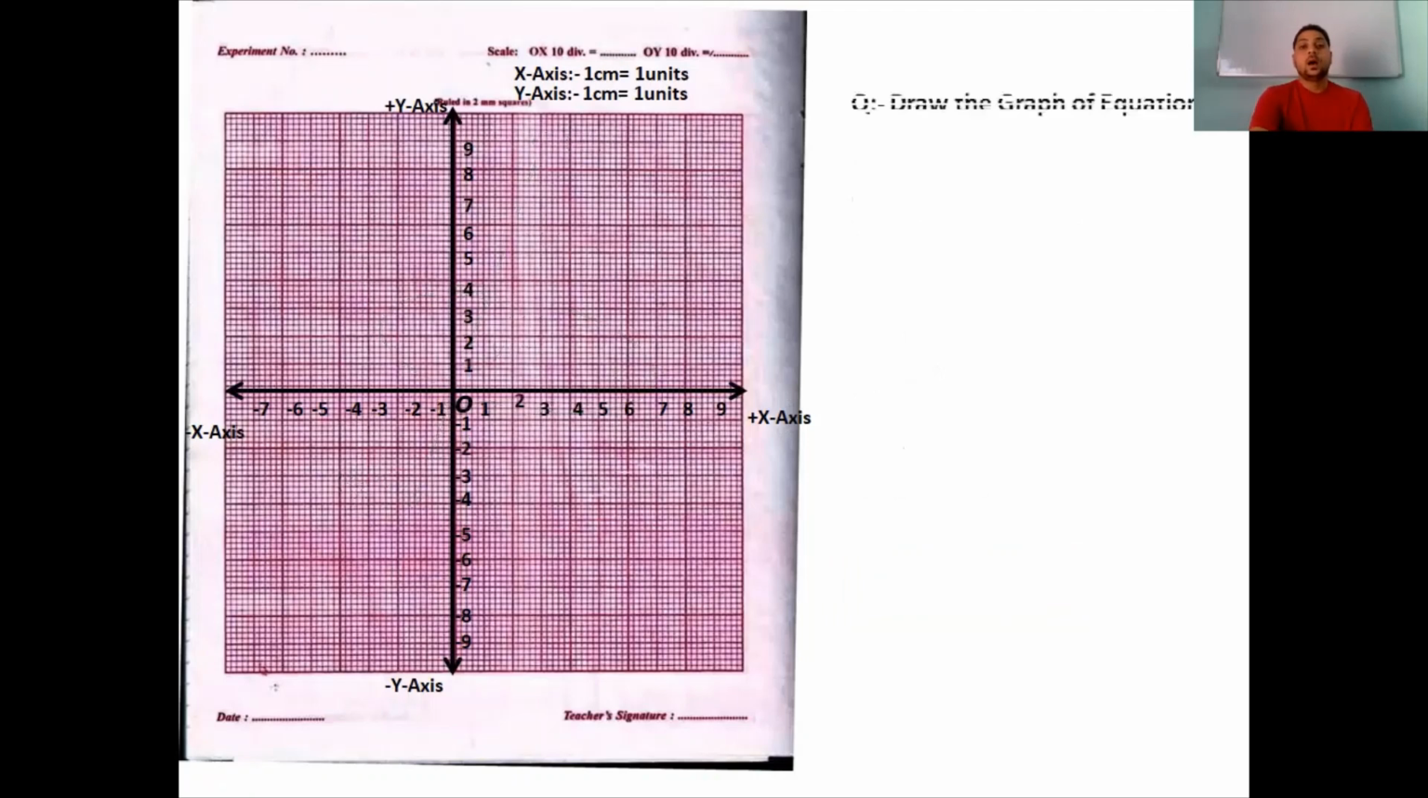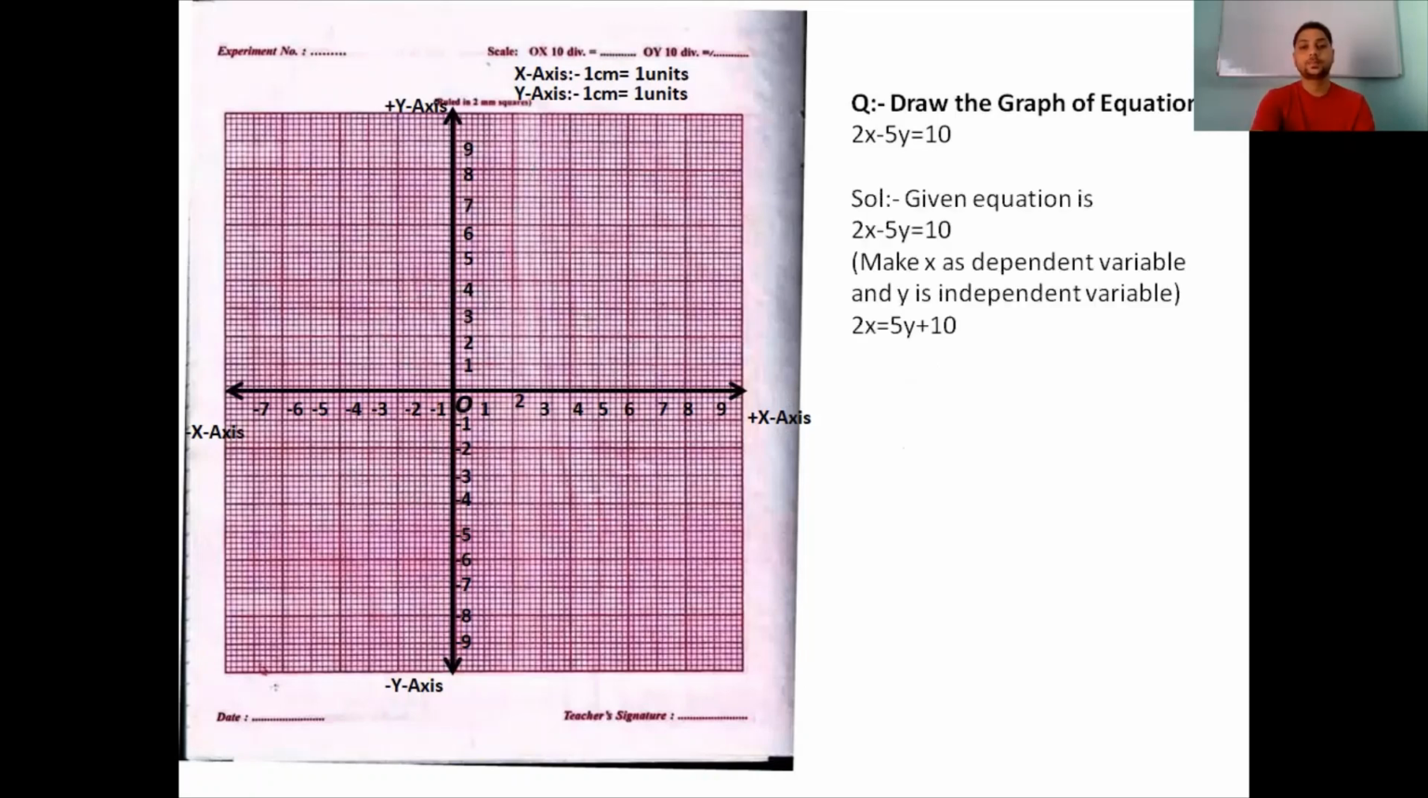Next, we have to draw the graph of the equation 2x minus 5y is equal to 10. So the given equation is 2x minus 5y is equal to 10. Now we are going to make x a dependent variable and y an independent variable. So take 5y on the other side, we have 2x is equal to 5y plus 10 here.